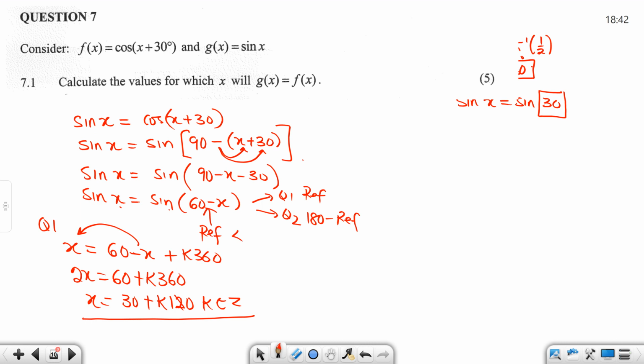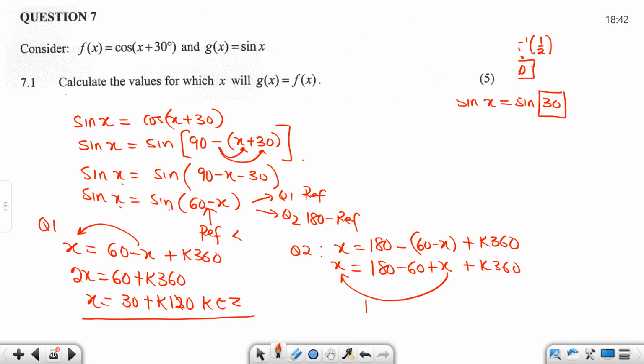Are we done? Okay. What's the next quadrant? Q2. What are we solving for? X. X equals, what's our reference? 180 minus, what's the reference? 180 minus 60 minus x plus k 360. By the time I move this here, what do I have? No solution. We are done.